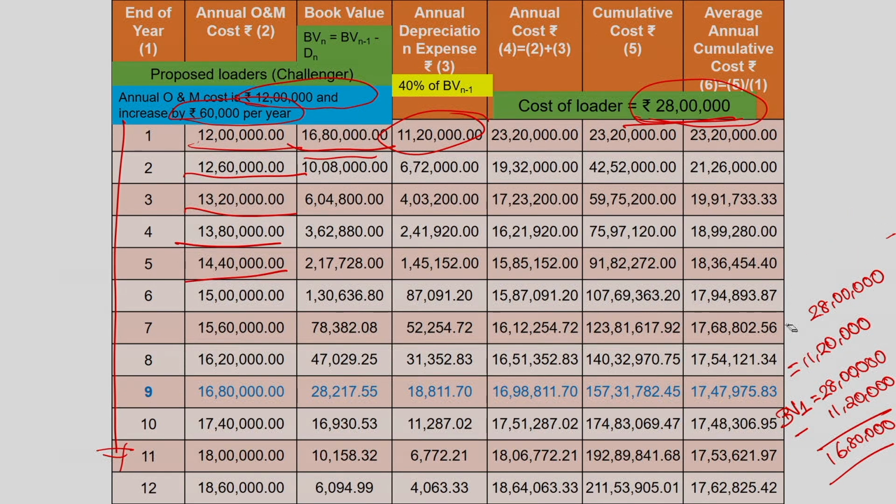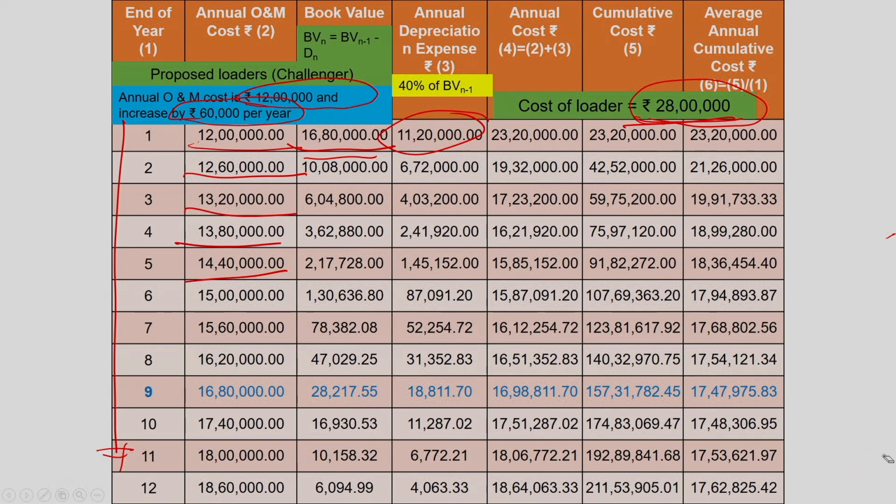So let us work it out for the second year. For the second year, the depreciation D2 is 0.4 into book value at the end of first year. So it's nothing but 0.4 into the book value at the end of first year, which is 16,80,000. So that gives me the depreciation for the second year as 6,72,000.